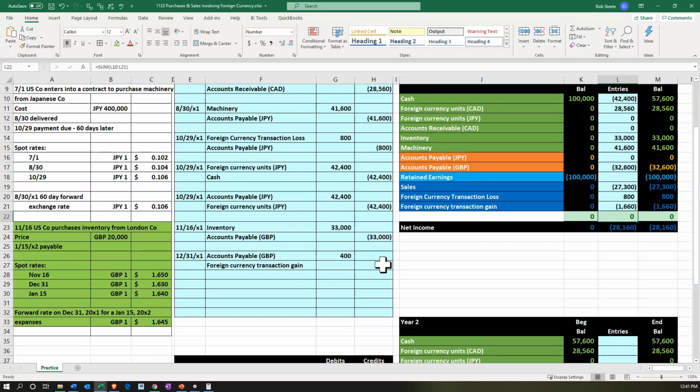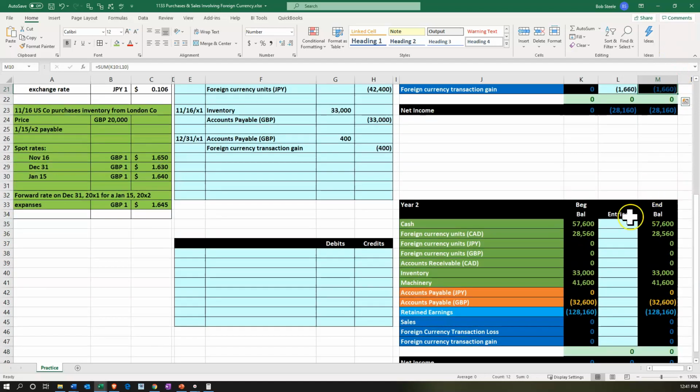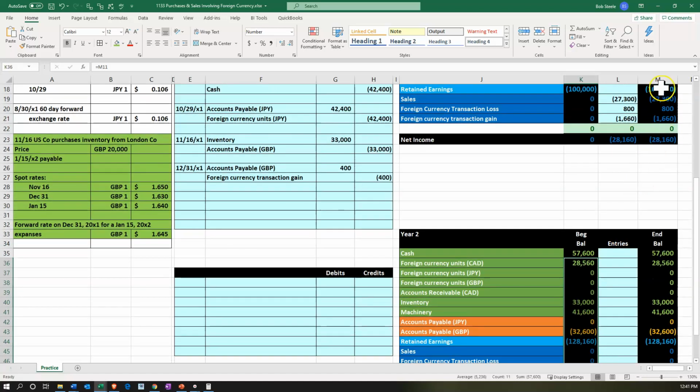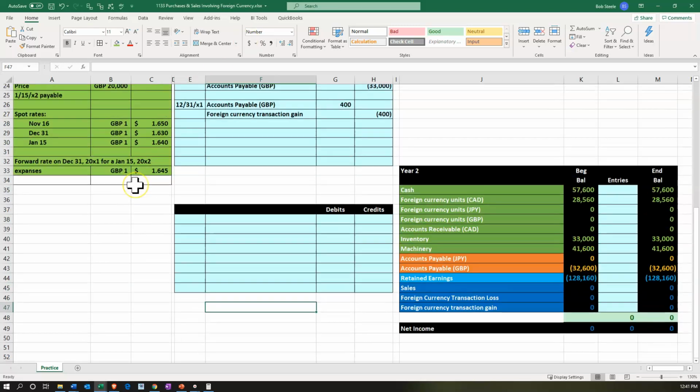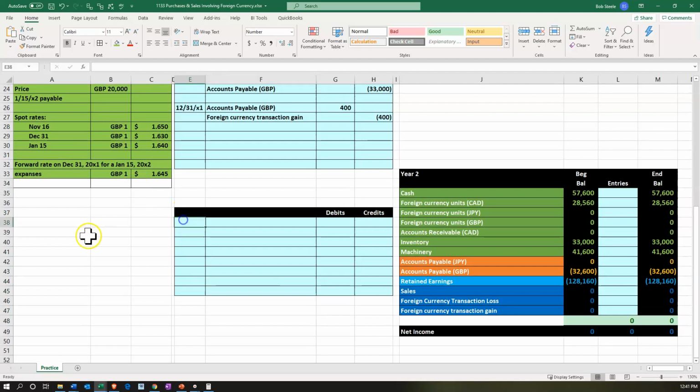Okay, so now it's going to be due in the next year. So what I'm going to do is take these ending balances. Here's our ending balances. We're going to start that as our beginning balances in year 2. And of course, the equity section here has now rolled into the equity section here, and we'll just keep pushing forward with this. Okay, so the next thing that happens is that we're going to make the payment in January. So January is when the payment happens. So it happens on 1/15, let's say X2.